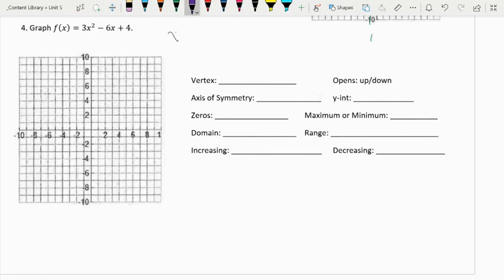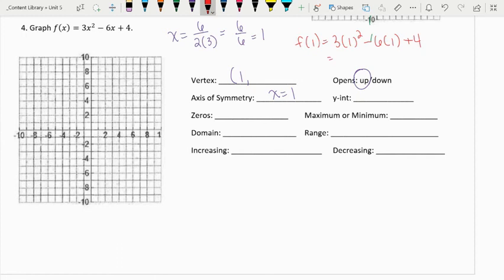So first thing you have to do is opposite of b over 2a, which gives me 6 over 2 times 3, which is really 6 over 6, which is 1. That means my vertex is 1 and my axis of symmetry is x equals 1. This one was different. It opens up because a is positive. To find your y value, you plug in 1. So f of 1 equals 3 times 1 squared minus 6 times 1 plus 4, which is 3 minus 6 plus 4, which gives 1.